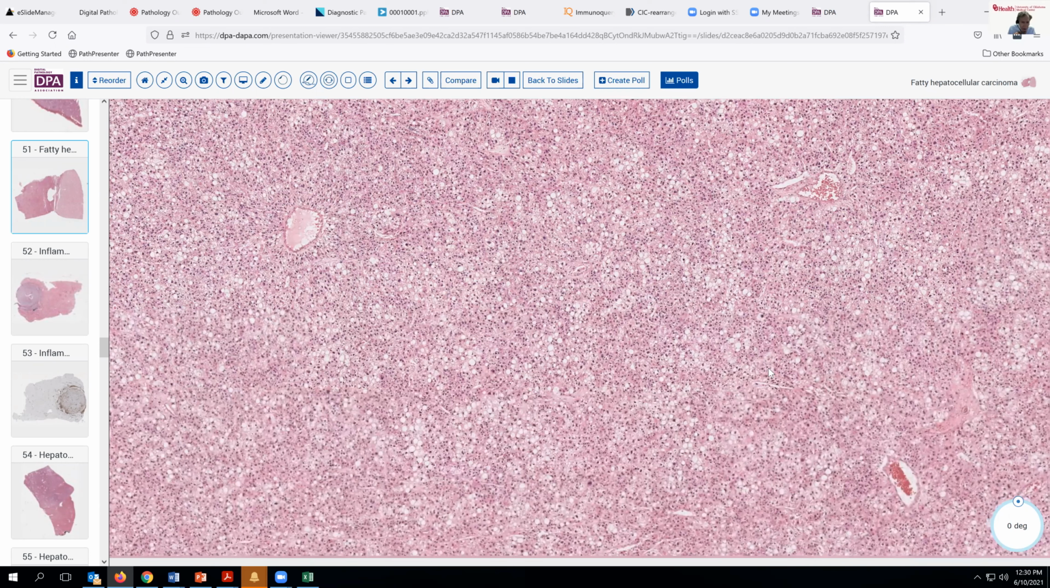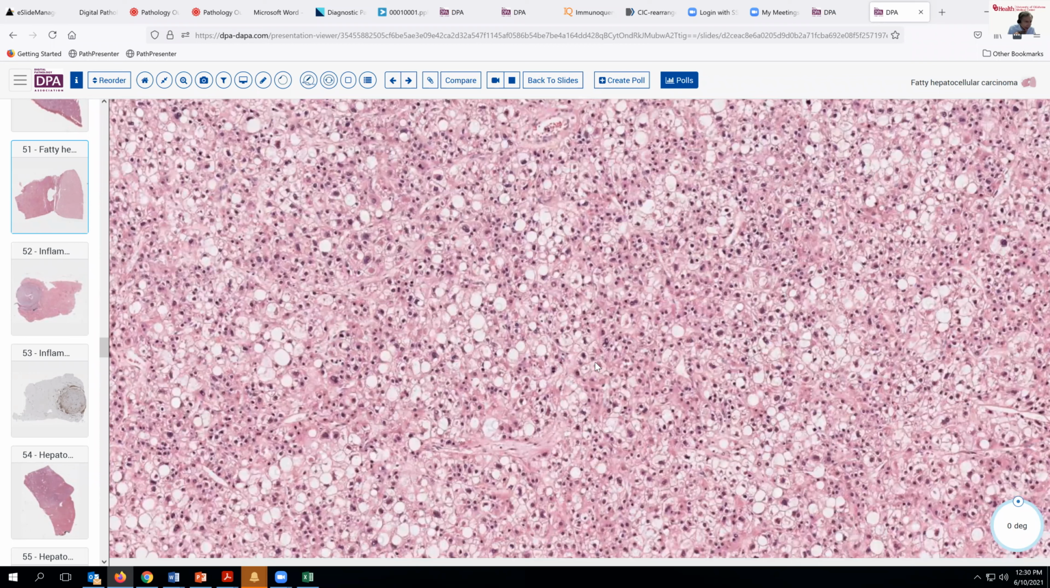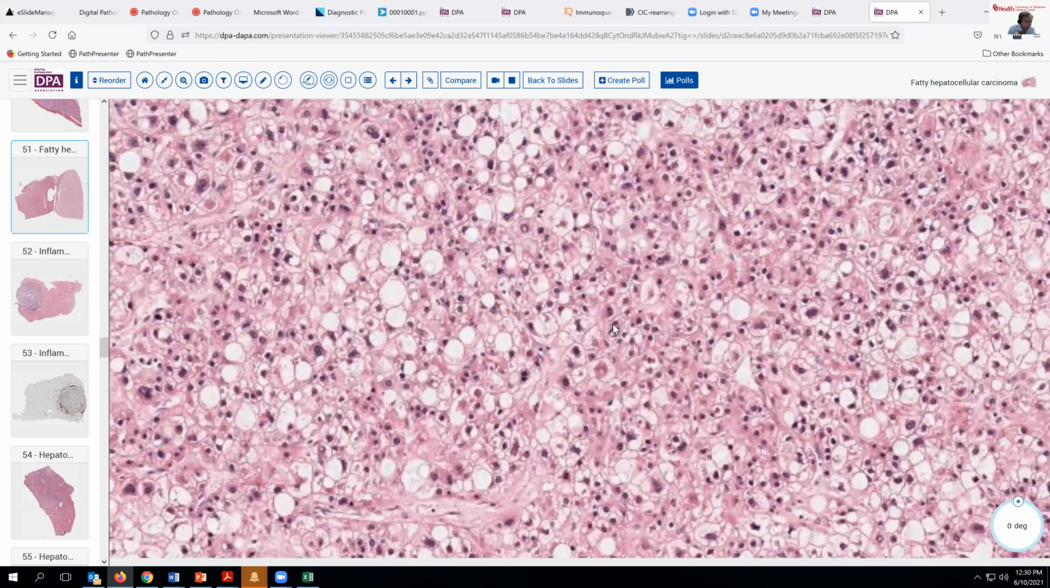CD34, actually, none of you voted for that. And that is generally most useful in cases of well-differentiated hepatocellular carcinoma, where you're starting to think about the possibility that a lesion may be well-differentiated hepatocellular carcinoma. So I'll let you see everybody's results here. Everybody voted for CK or HepPAR1.